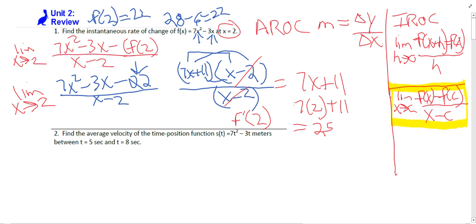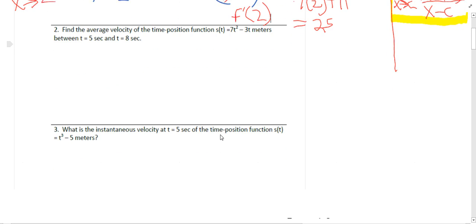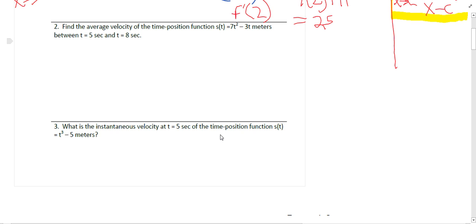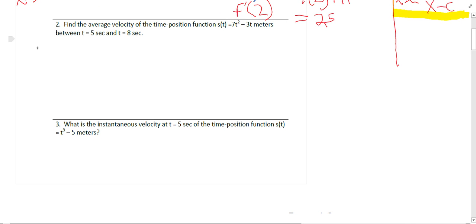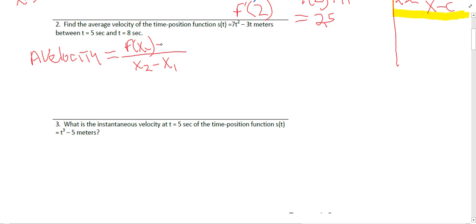Okay, number 2, they just want us to find the average velocity. So we're thinking AROC, average rate of change. So the function would look like this. The average velocity in this case is equal to x2 minus x1, and then we would have f of x2 minus f of x1. So now we just have to figure out our values.